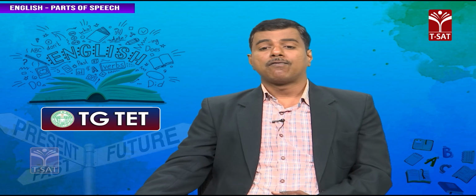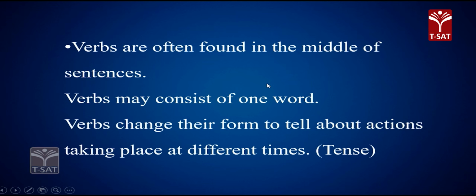These verbs are found in the middle of the sentence. How will you identify them? Generally, verbs are identified in the middle of sentences, right? Verbs may consist of one word. Verbs can change their form to tell about actions taking place at different times. That's what we call tense. Verb with reference to the time of action is called tense. In the coming session, we are going to do tense in detail.